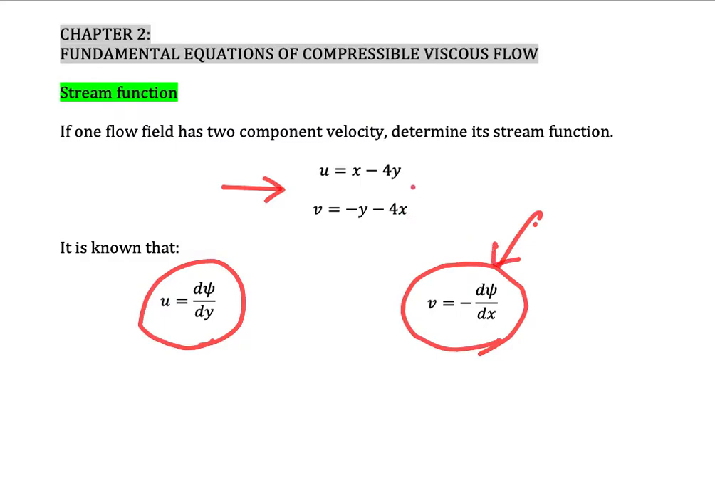Let's say we have the u component, meaning the velocity for the x component, is x minus 4y, and v is negative y minus 4x. We know the relationship with the stream function. The psi here is the stream function. The relation is u equals d psi dy, and v is minus d psi dx.